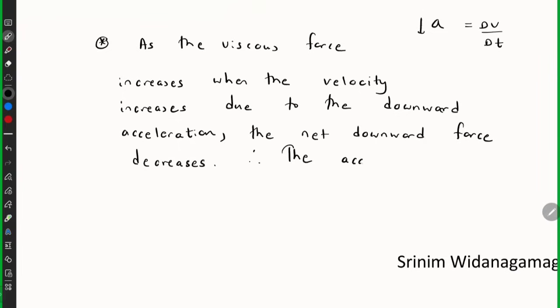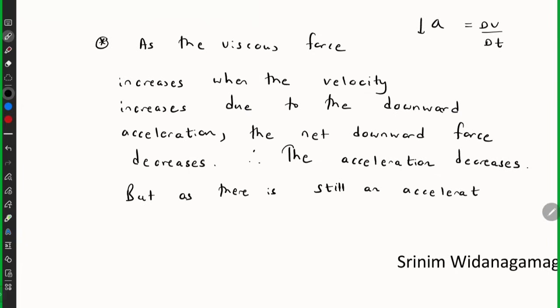Therefore, the acceleration decreases. But how does it decrease? How does the acceleration decrease while the velocity is increasing, but slowly? The acceleration decreases because the resultant force decreases, right? But as there's still an acceleration, what happens? Velocity keeps on increasing.